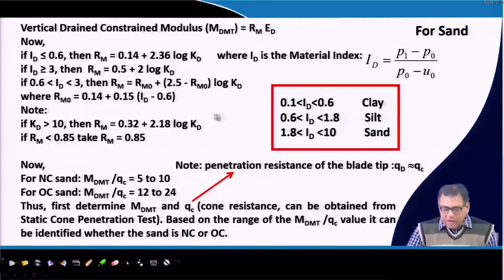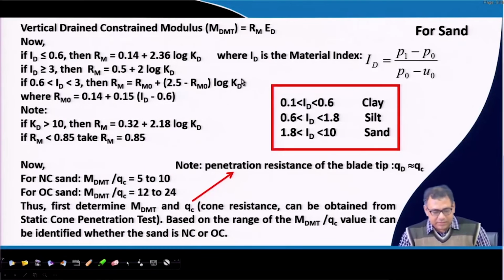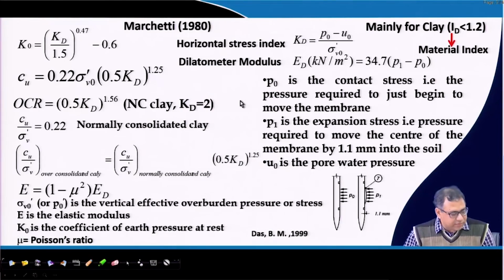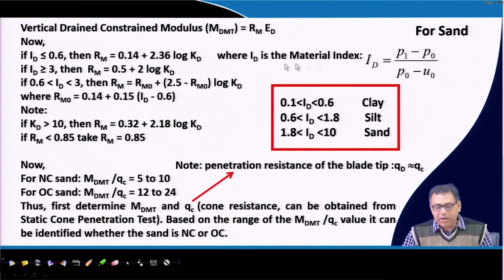Okay. Now, I will go for the sand part. So, previous correlations are valid for the clay. These correlations are valid for the clay, mainly clay. Now, I go for the sand part. Now, if your ID is greater than 3, which is basically sand, then RM can be obtained by using this expression. If ID is in between 0.6 to 3, then RM will be obtained by using this expression.